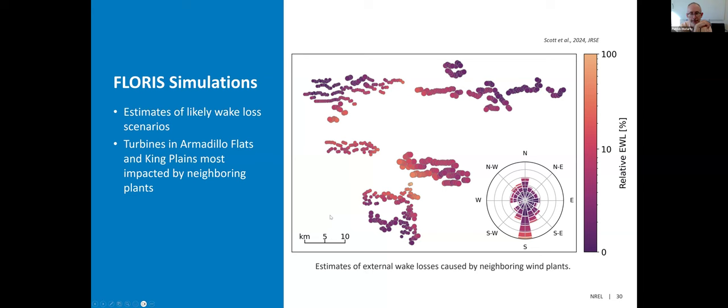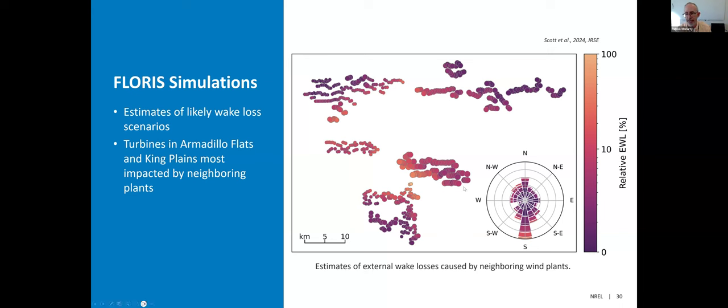At lower fidelity, we have our FLORIS simulation tool, and this was some interesting work done by Ryan Scott, to be published in the Journal of Renewable and Sustainable Energy. What's great about simulations is that you can remove different physical phenomena. So this particular plot is isolating just the external wake interactions between wind farms. In other words, the differences in energy production are only impacted by wakes from other wind farms. So we've removed the wakes from turbines within its own wind farm, and then just show how other wind farms are impacting turbines within neighboring wind farms.